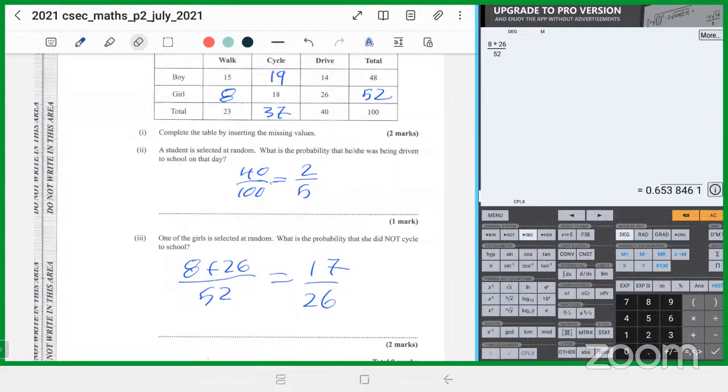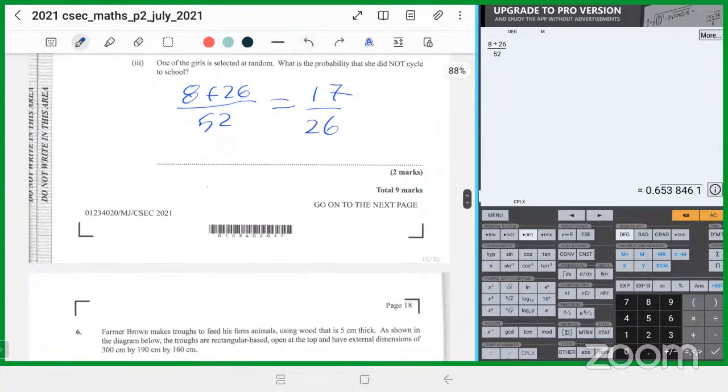Another way to do it is to find the probability that you cycle and subtract that from 1, because the total probability has to be 1. So you could have found the probability that she cycles, which is 18 over 52, and then taken the complement of that, which is to subtract it from 1. All right, you get the same answer. That question done. Next one, number 6.